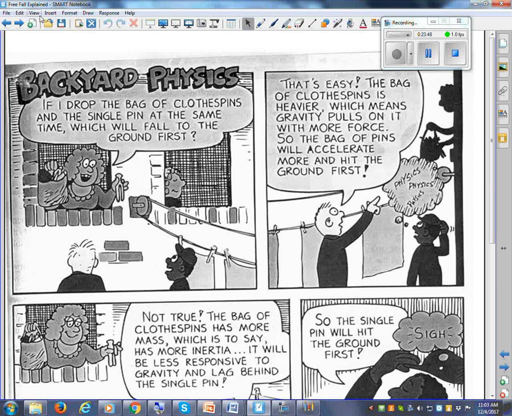You may not be familiar with this clothesline thing, but anyways, there's this lady, and she's got a clothespin in one hand and a bag of clothespins in the other. And she says to the 2 kids, if I drop the bag of clothespins and the single pin at the same time, which will fall to the ground first? And the one kid says, that's easy, the bag of clothespins is heavier. Is that true? Yeah. Trent?